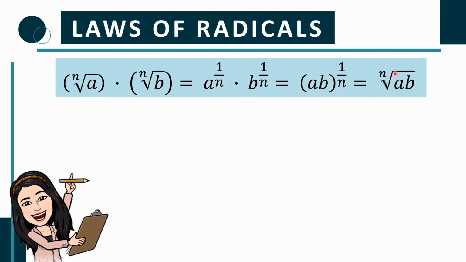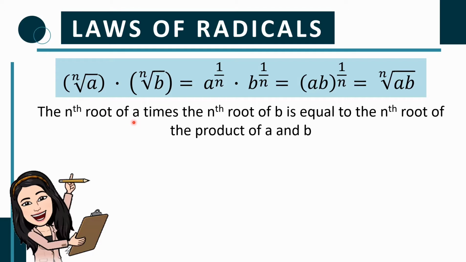So, we have nth root of ab. Ito po ay applicable kapag we have same power. Kapag nag-multiply tayo with the same power or same index. The nth root of a times the nth root of b is equal to the nth root of the product of ab. So, i-multiply lang pala natin. We just need to copy the same root and then multiply lang si radicand a times b. Nakuha? Let's have an example.